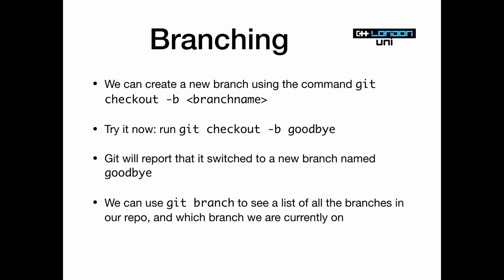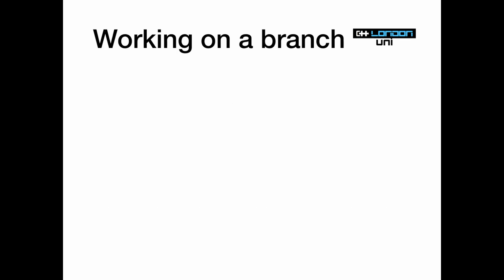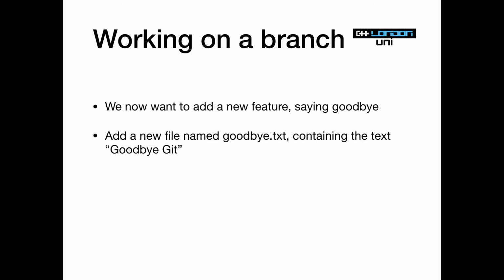So what happens if we go and change hello text now? That's a very good question, John. What happens if we go and change something now? Well, instead of changing the existing text, let's add a new feature to our program. Let's add a new file named goodbye.txt, containing the text goodbye git.